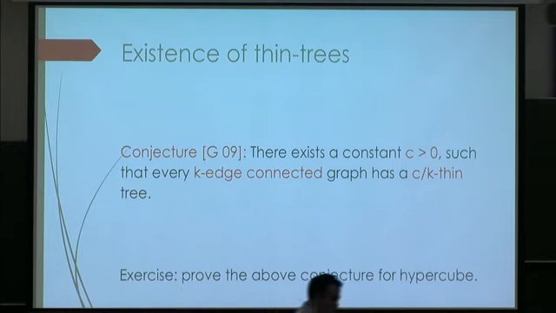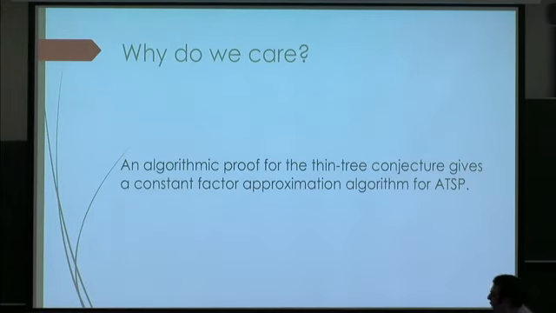But for why do I care? Turns out that an algorithmic proof for the thin tree conjecture gives a constant factor approximation algorithm for ATSP. So if you prove that conjecture, you can get a constant factor for the traveling salesman problem. Now, if you come up with a proof that's non-algorithmic, it doesn't give you the tour, but it still gives you a way of estimating the size of the tour. So an algorithmic proof gives you an approximation algorithm, and even a non-algorithmic proof gives you something that's of interest.